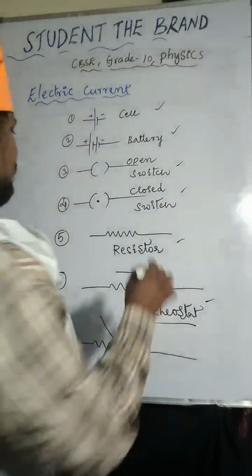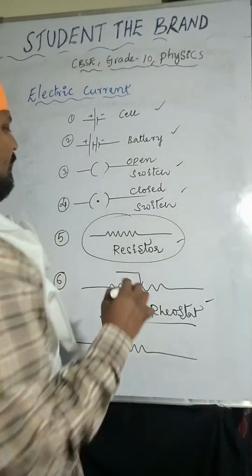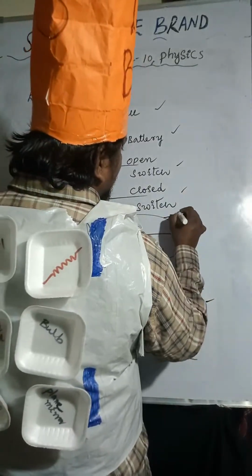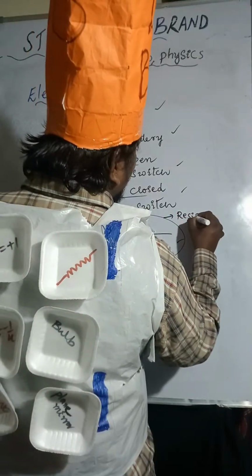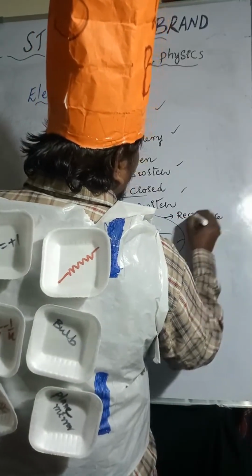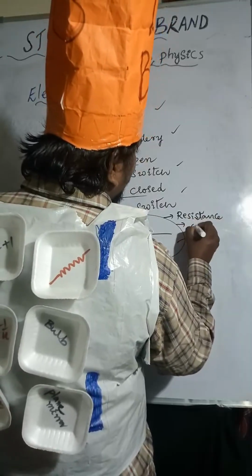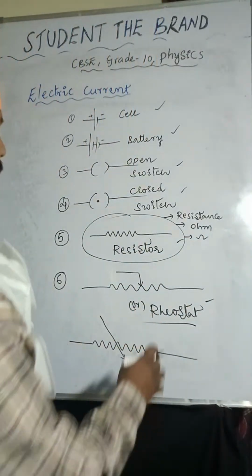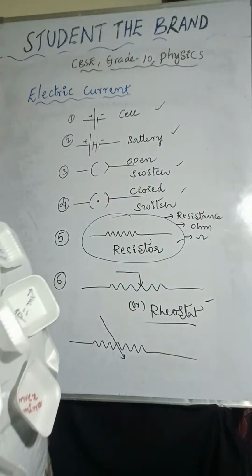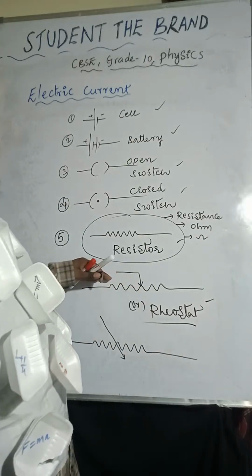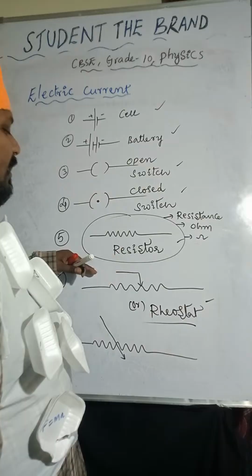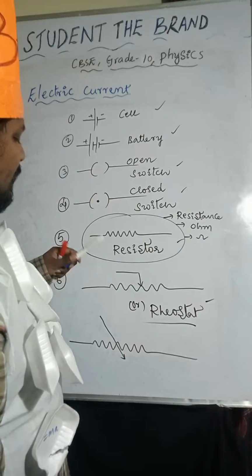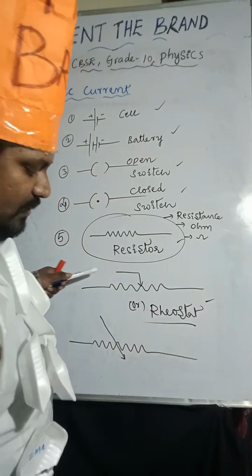And a resistor. Resistor is a device which is used to oppose the electric current in the circuit. Resistance is the phenomenon of opposing the electric current. SI unit of resistance is ohm. And a symbol we can take. And coming to the rheostat, rheostat is a device which is used to regulate or alter the current without changing the voltage source.